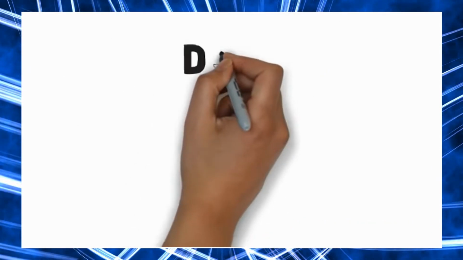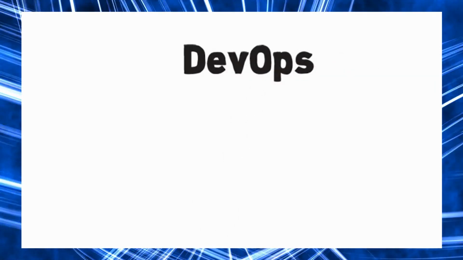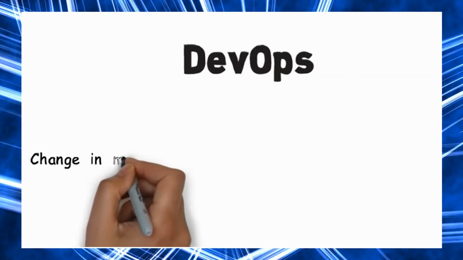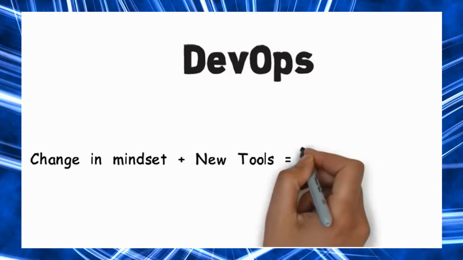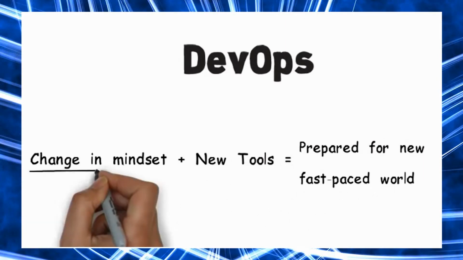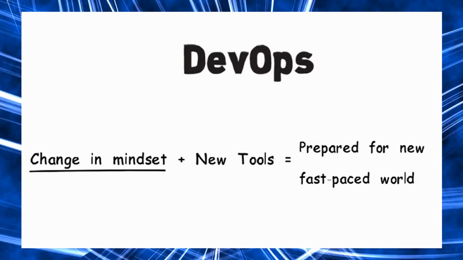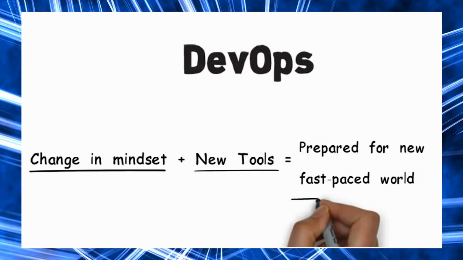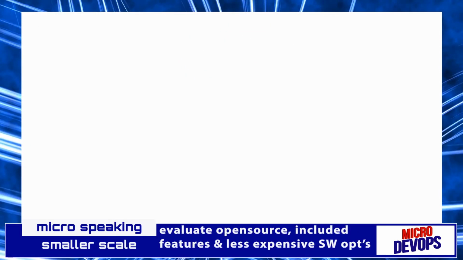How does a DevOps-oriented team actually accomplish this? Well, as mentioned before, there needs to be a change in the mindset of the two groups that need to work closer together. The other component to the formula is getting the right tools. New tools are needed in this fast-paced world.